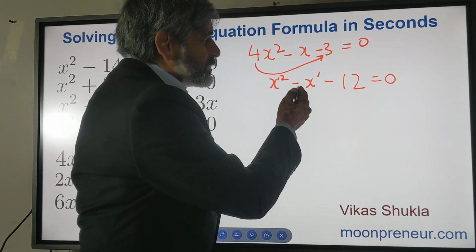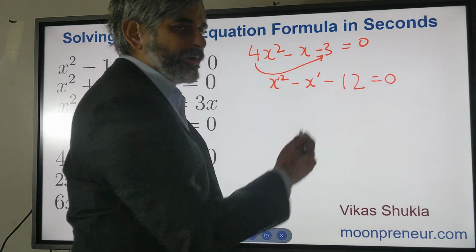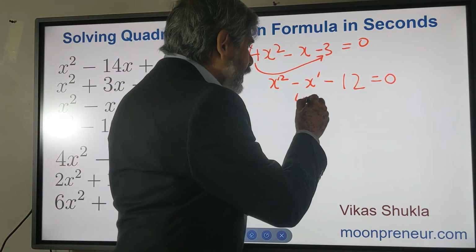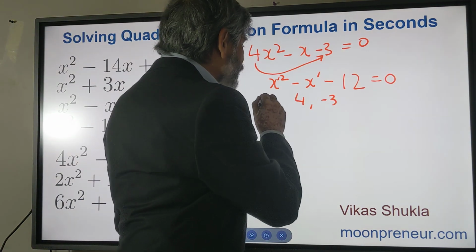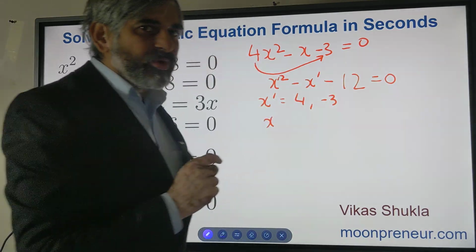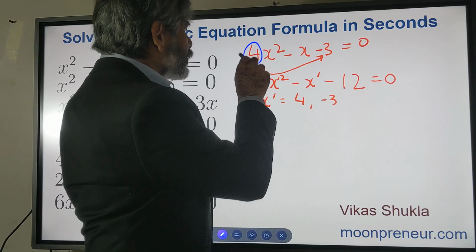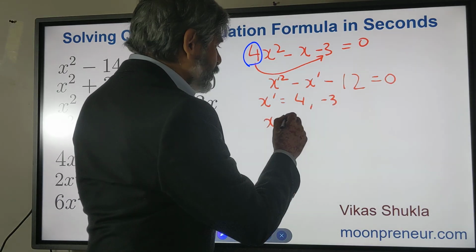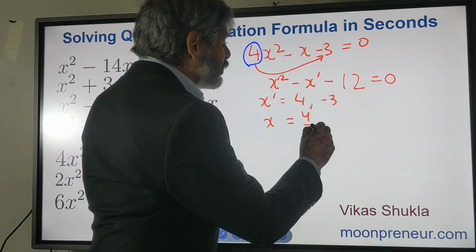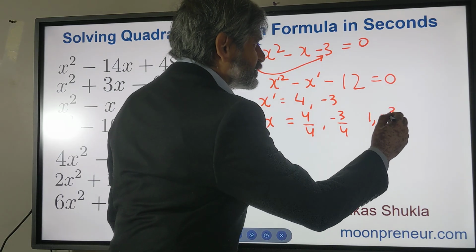Minus, this you can write as minus 4 and plus 3, which multiply to minus 12. So the answer will be plus 4 and minus 3. That is the solution of x dash, and the solution of this original equation is to divide this thing with this 4. So the solution of this will become x equal to 4 divided by 4 and minus 3 divided by 4, or 1 and minus 3 by 4.